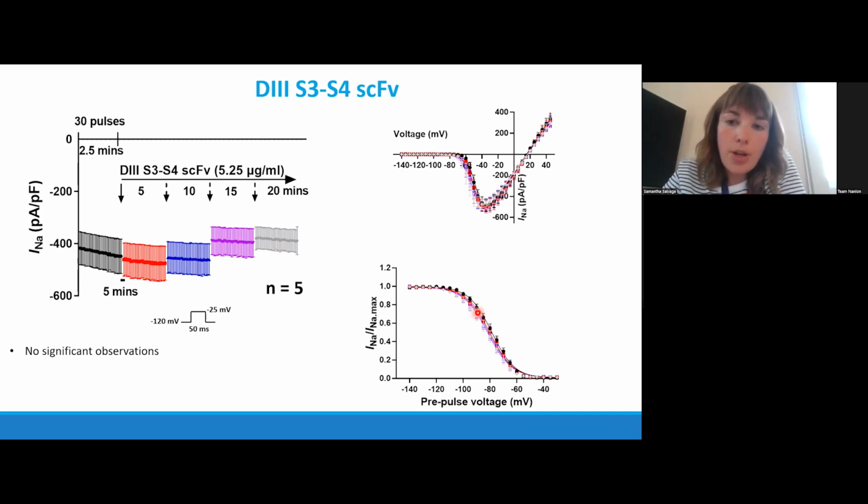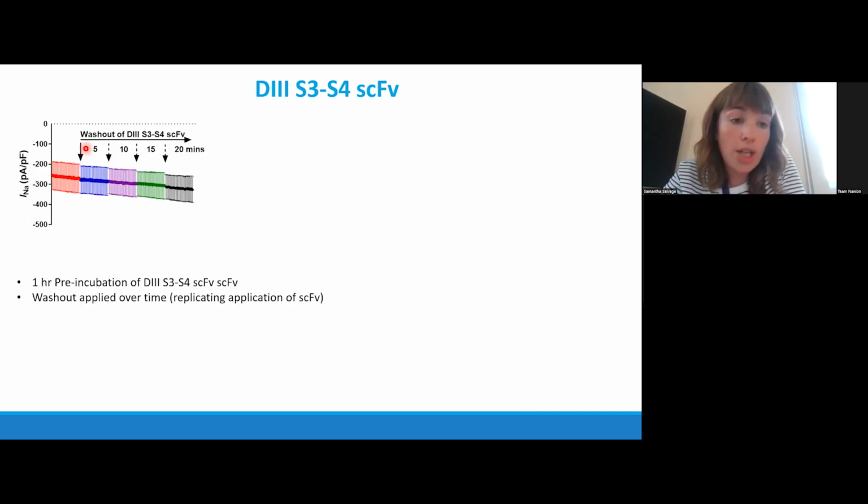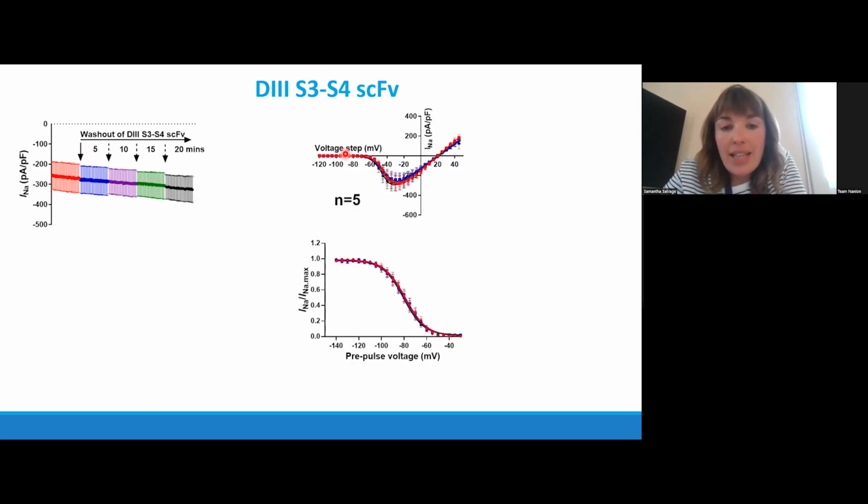So we went back to trying to pre-incubate the single-chain antibody for around an hour, and then try a washout in the same manner as the single-chain antibody was applied. So this washout is just applying the extracellular solution at the same time points. And here again, not really much happening, but the trend appears to be towards an increase in peak current. However, when you look at the IV curve and steady-state inactivation, not much is changing.